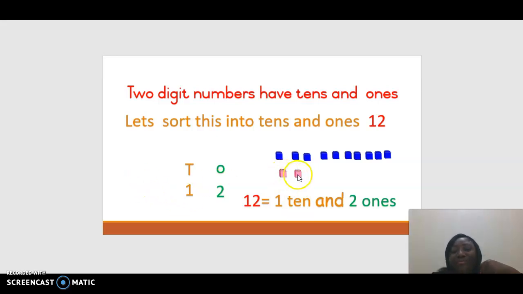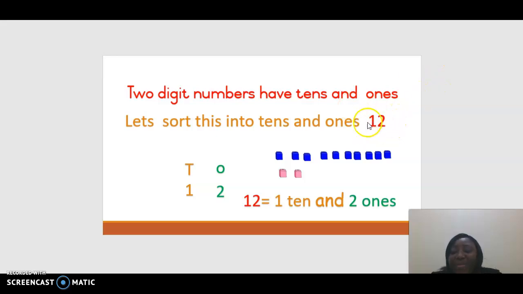1, 2. So how many ones do I have? I've got just 2 ones. So right under my ones, I have written the number 2. Now if I have 1 and 2, that's the same as the number 12.